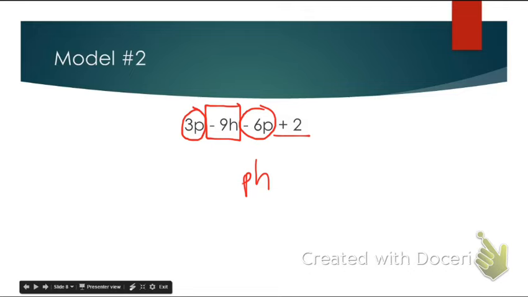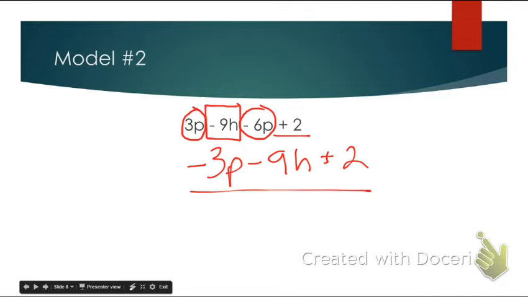So if I was going to go through this problem, I would combine 3p and negative 6p, which would be negative 3p, and then negative 9h, there are no other terms that it can be combined with, and then the constant positive 2 cannot be combined with anything else as well. So this is actually as simplified as it gets.